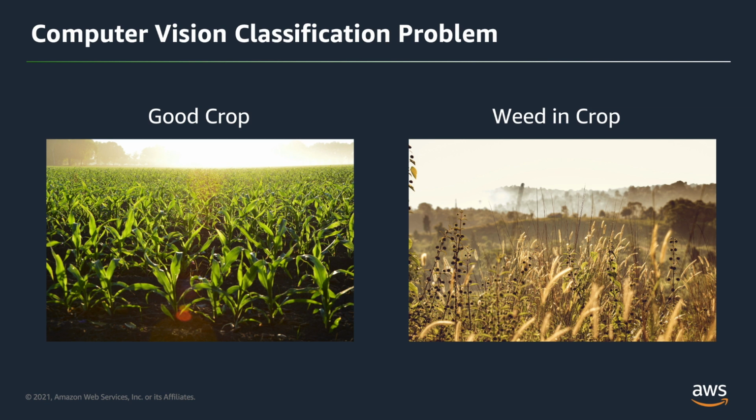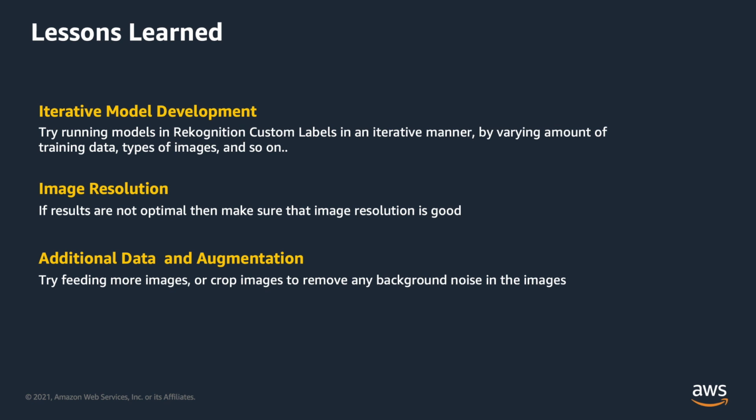We have some lessons learned in this process that we want to share with you. Try building models with Rekognition custom labels in an iterative manner, although that is not a requirement. For example, if the model results are not great, see if you need to improve your image resolution. You can also feed more images or crop any unwanted noise from the image background to further improve your model accuracy.